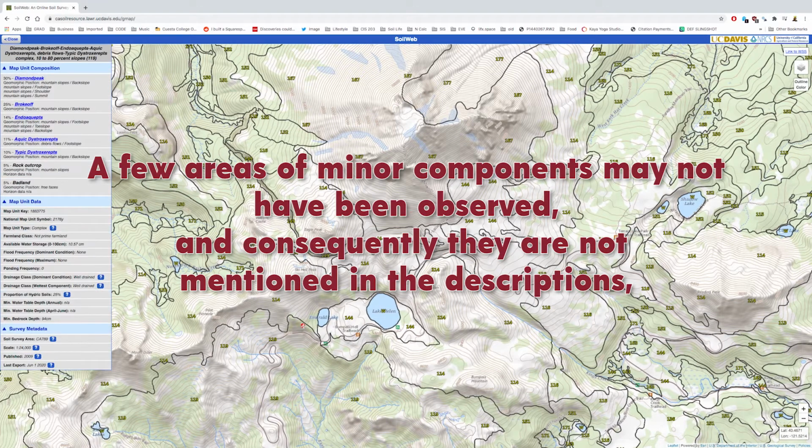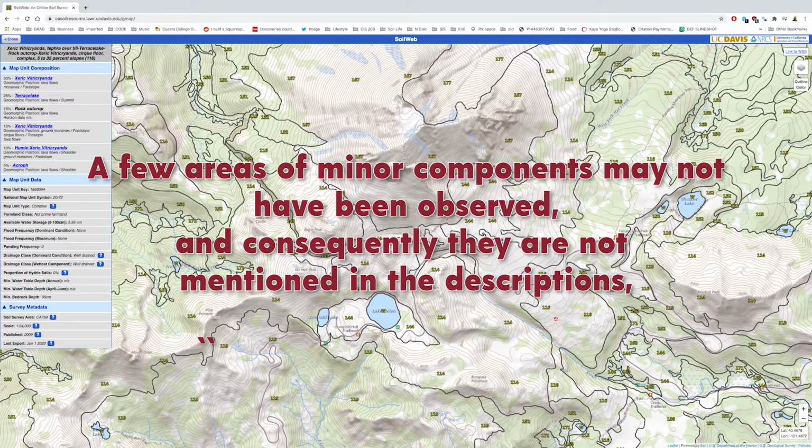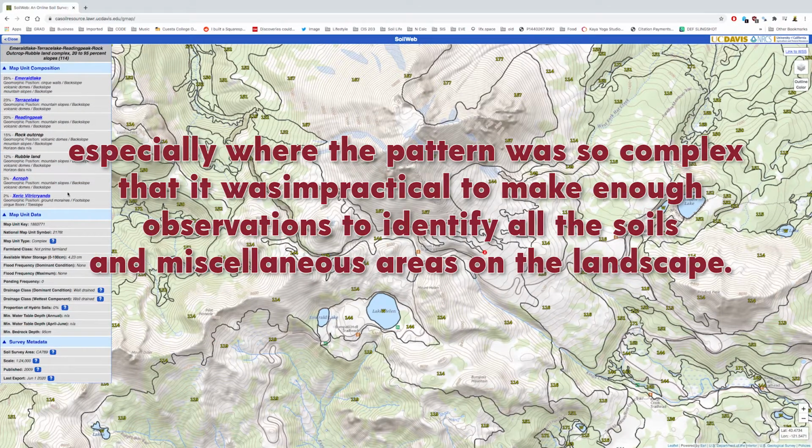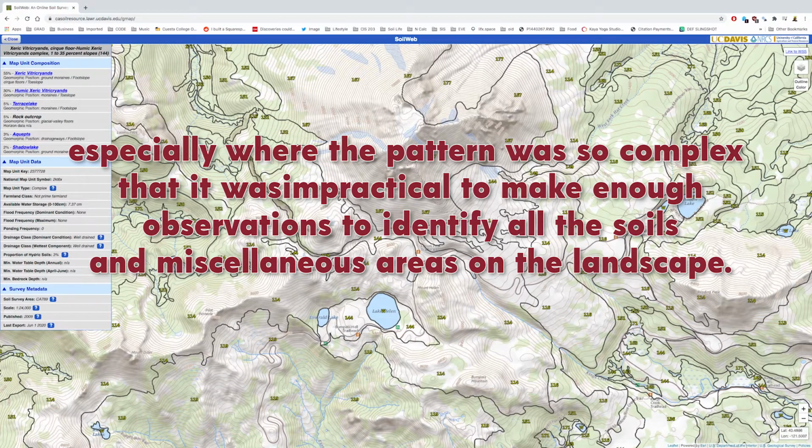A few areas of minor components may not have been observed and consequently are not mentioned in the descriptions, especially where the pattern was so complex that it was impractical to make enough observations to identify all the soils and miscellaneous areas on the landscape.